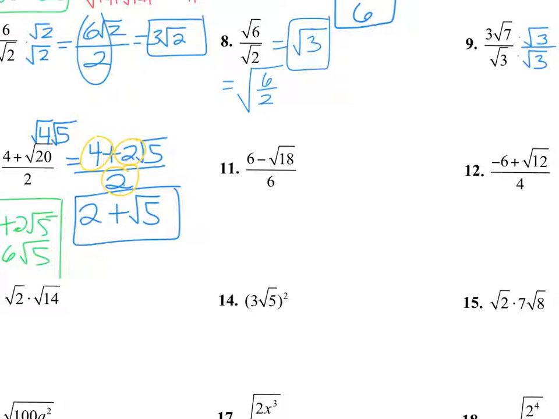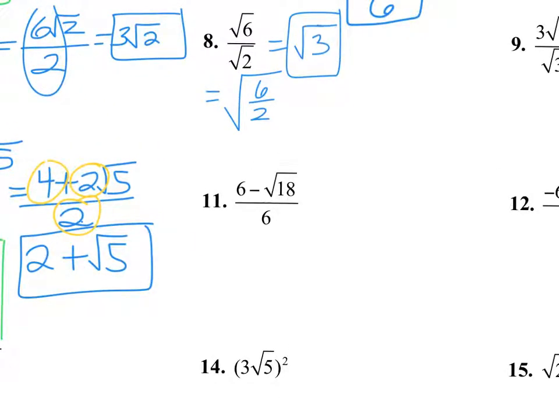All right, let's try number 11. Rad 18. Any perfect squares in rad 18? 9. 9 times 2. Perfect. So I get 6 minus 3 rad 2 all over 6.